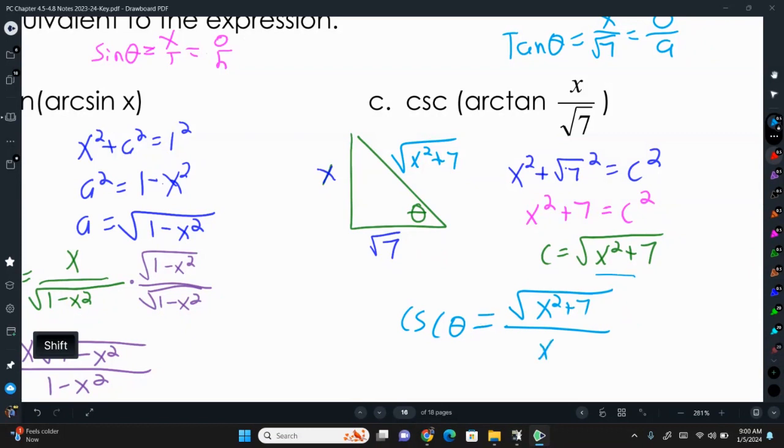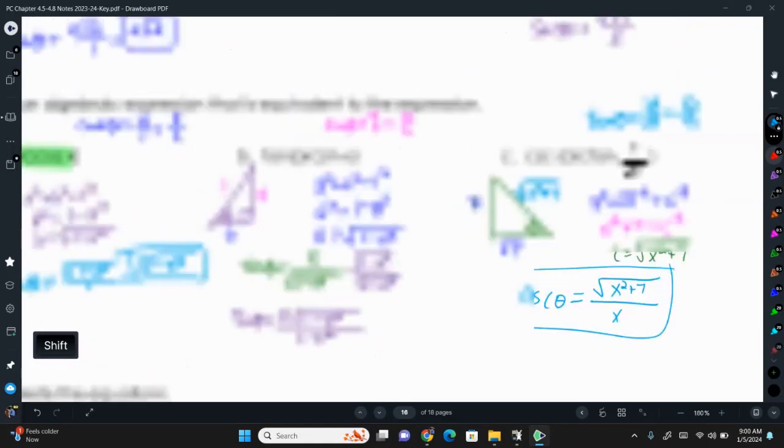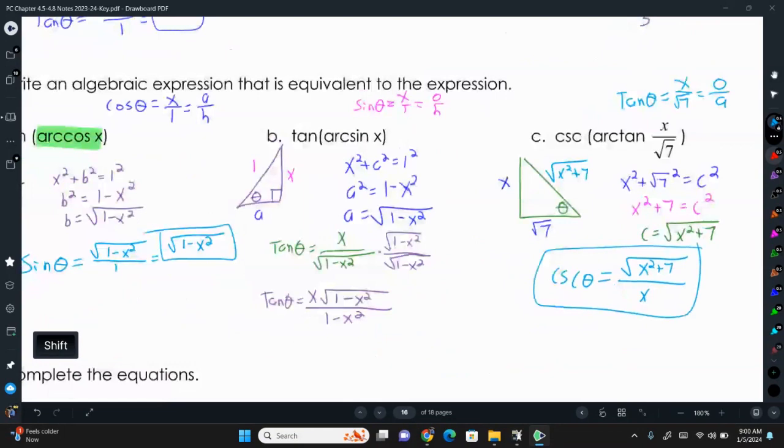So again, it's the same process that we did above and what we were doing earlier in this chapter, but now we're just having variable expressions. Like all of our answers here have x in them.